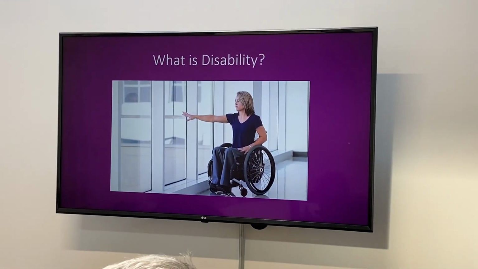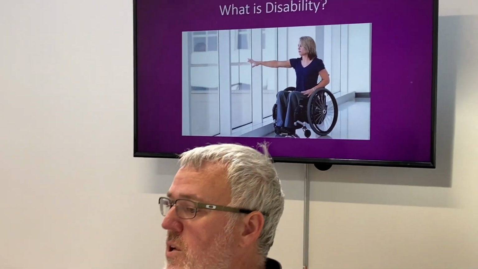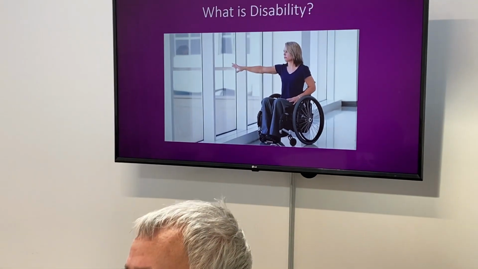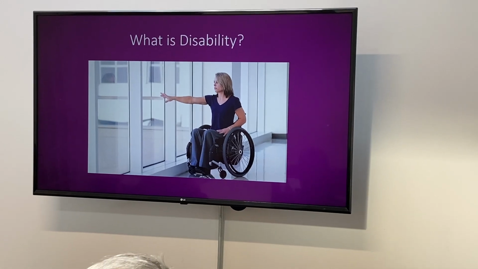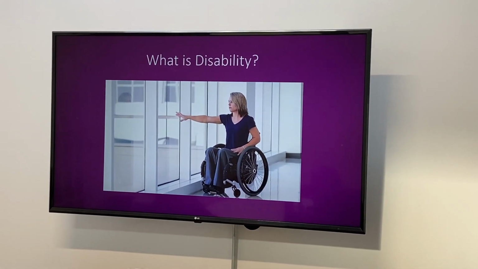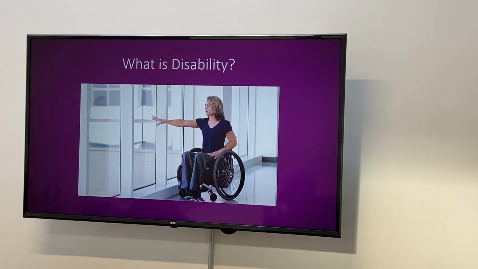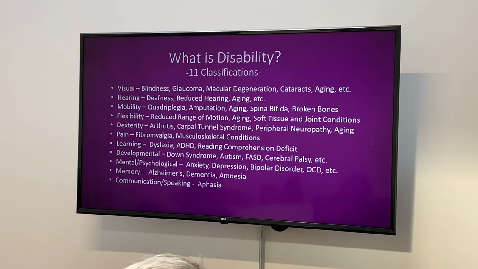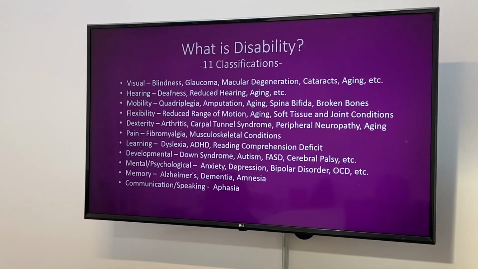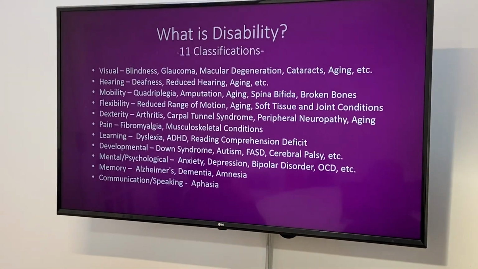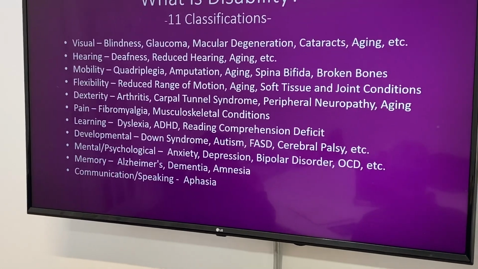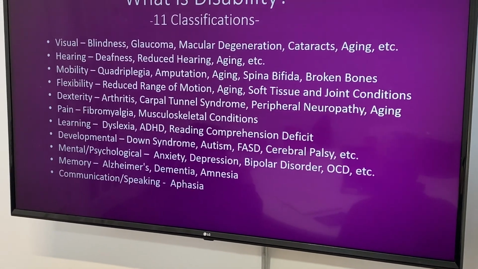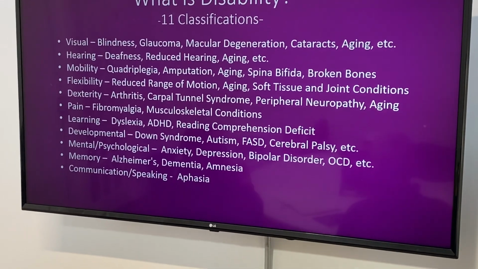Before we get into things, it's important to understand what disability is. Now, the image behind us is a woman sitting in a wheelchair. Right. And that's what most people consider disability to be. An individual in a manual wheelchair. But it, of course, is much more than that. We have visual disabilities, hearing disabilities, mobility, flexibility, dexterity, pain, learning, developmental, mental and psychological, memory, and communication and speaking. So this engulfs a lot more disabilities than just that woman we saw sitting in a wheelchair.